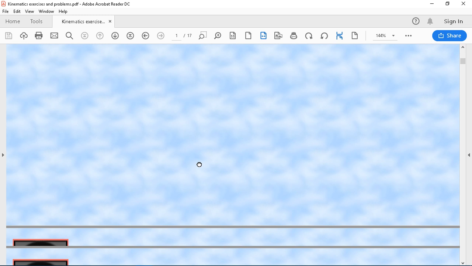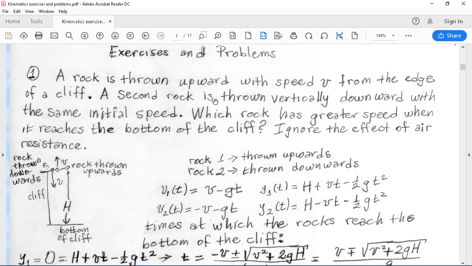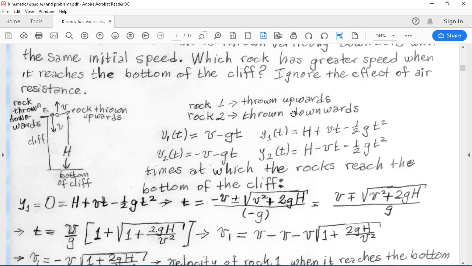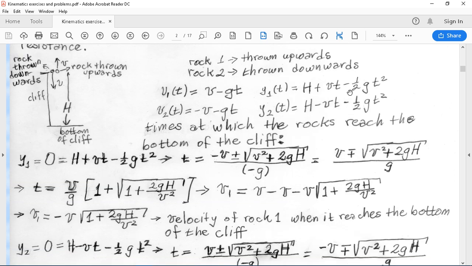First problem is the following. A rock is thrown upwards with speed v from the edge of a cliff. A second rock is thrown vertically downwards with the same initial speed. Which rock has greater speed when it reaches the bottom of the cliff? Ignore the effect of air resistance.